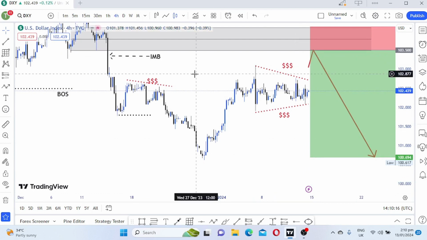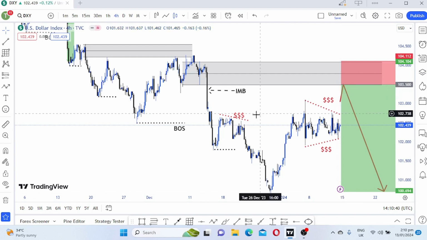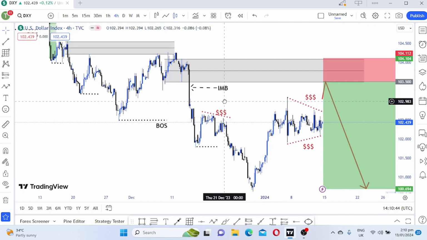So now we are waiting for a lower high to form at this supply zone. I do not have too much on the DXY. As you can see, this is our analysis on the DXY. Let me just quickly zoom out so that you can see the trend. The trend is lower low, lower high, lower low, and lower high. So we are expecting a potential lower high here at this supply zone, guys. I do not have too much on the DXY.